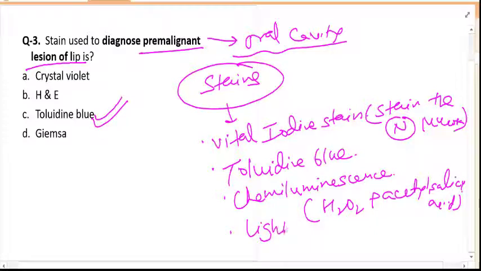So these are some of the techniques used to stain the suspicious area, pre-malignant lesions like leukoplakia, erythroplakia. So these basically will stain the mitotic figures, mitotic index. So in this our answer is toluidine blue. Toluidine blue is the answer.